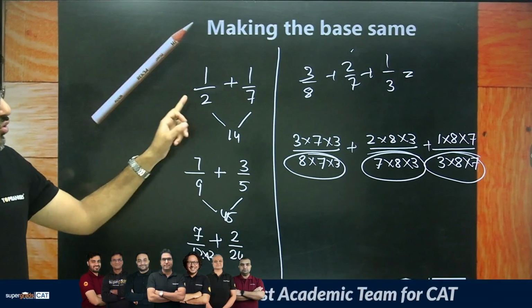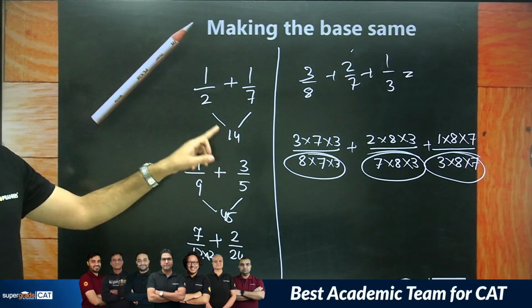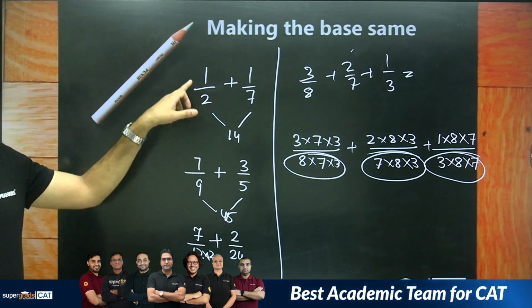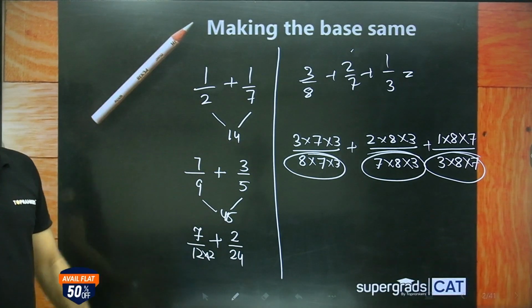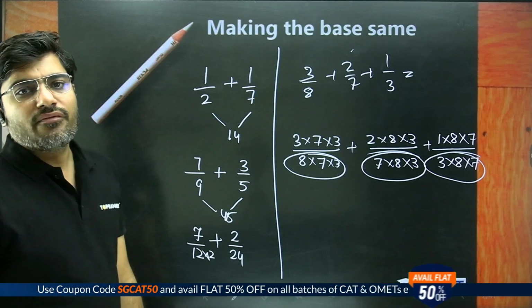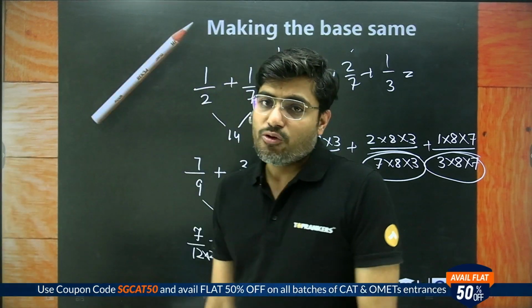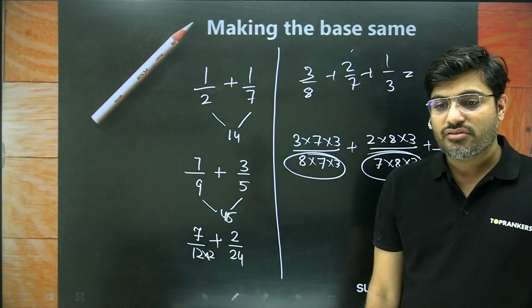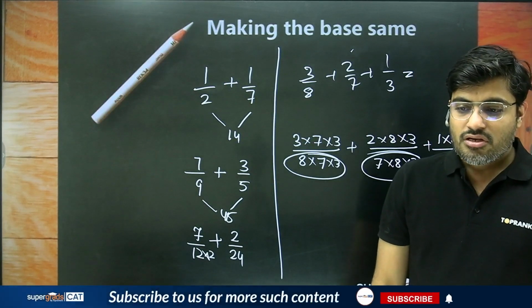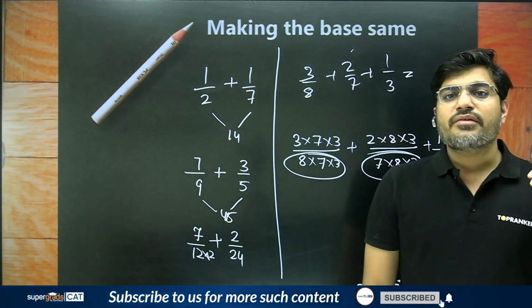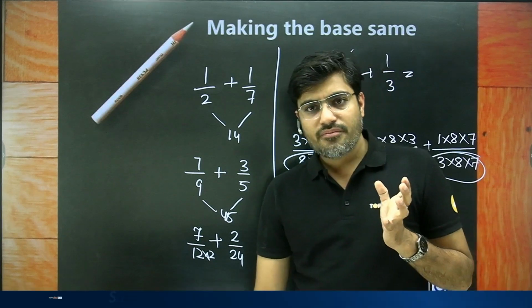It is 1 by 2. So if I'm making it 14, it will be multiplied by 7, numerator and denominator. It will be 7 by 14, which is nothing but again 1 by 2. So the relationship between numerator and denominator remains the same. So now are you clear why we are making the denominator the same?